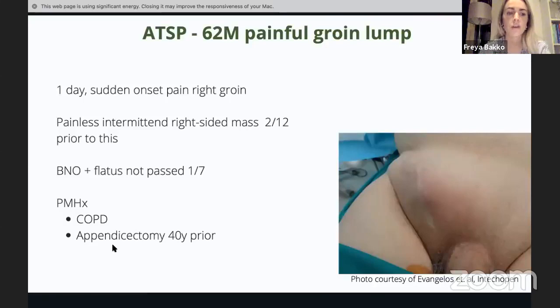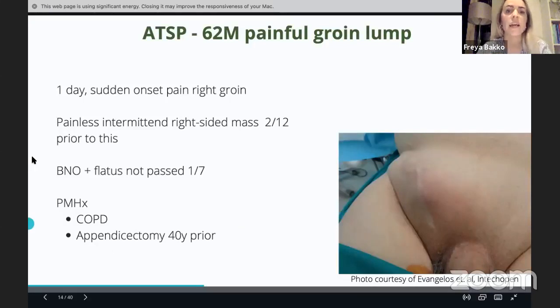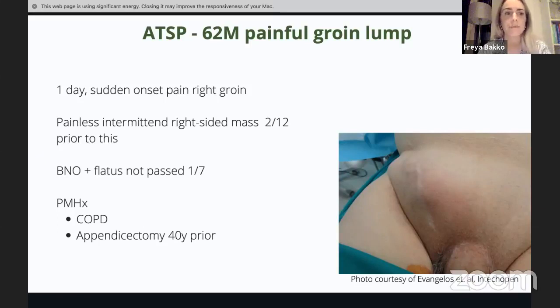So you're the surgical F1 on take, and you are asked to see a 62-year-old male with a painful groin lump. This lump has lasted for 1 day. It was sudden onset of pain, and it's on the right side. When you palpate, it's a painful, not painless, intermittent right-sided mass. Prior to this, he's had a mass for about 2 months, and it's been painless up until now, but suddenly it became very painful. His bowels have not opened and he has not passed flatus in the last day. He has a past medical history of COPD and he had an appendectomy when he was a young boy.